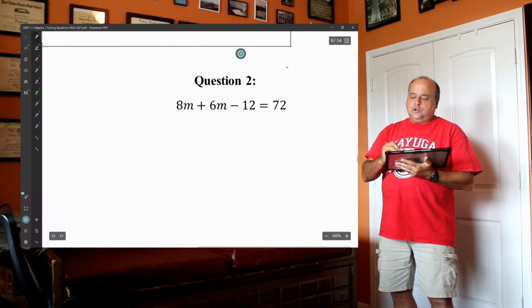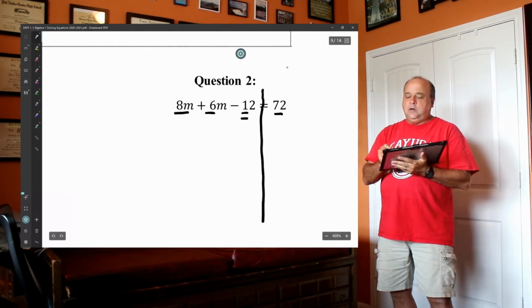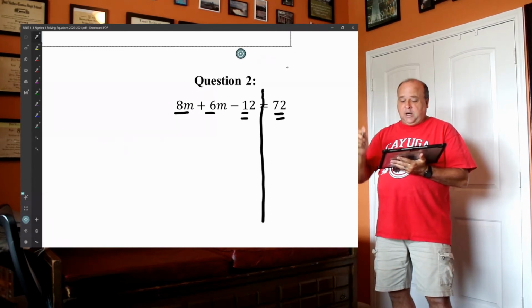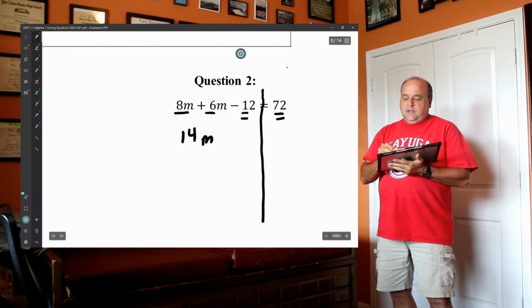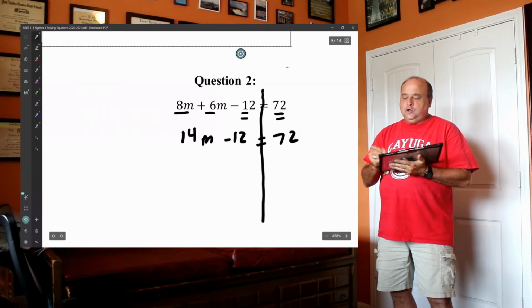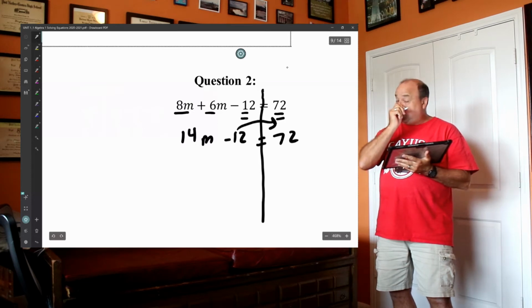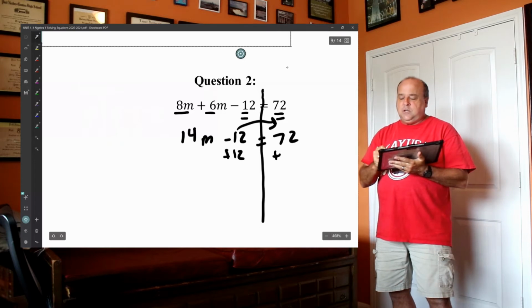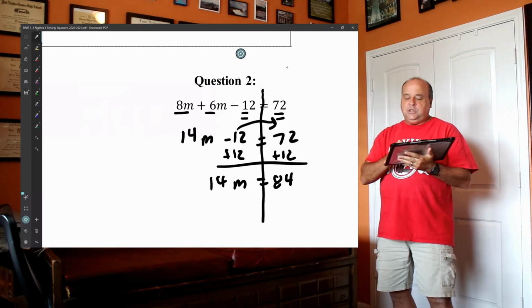Okay, number 2. Draw a bar through the equal sign. Same thing, single underline the letters, double underline the constants. Both letters are on the same side, aren't they? So we've got to group the variables up. 8 plus 6 is 14m. And then the minus 12 drops and the 72 drops. Now the letters are on the left, so the numbers have to go to the right. So I'm going to move the 12 over and group it with the 72. The opposite of minus 12 is plus 12. And then I'm going to get 14m equals 84. Then we're going to divide by the coefficient, which is 14.